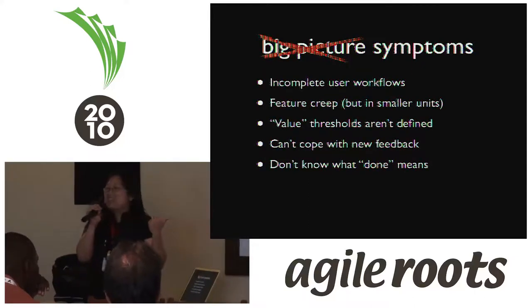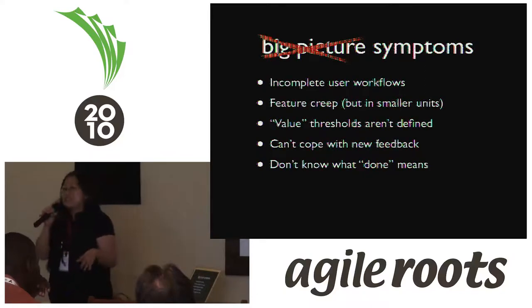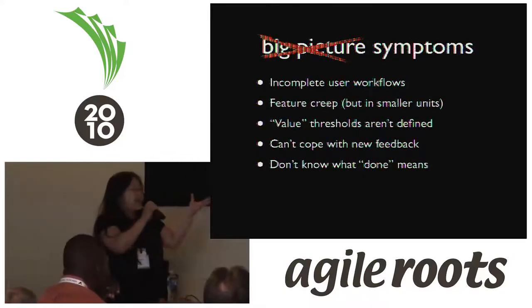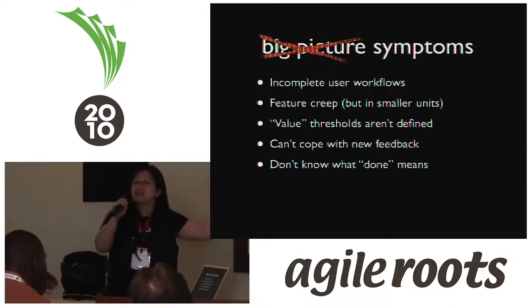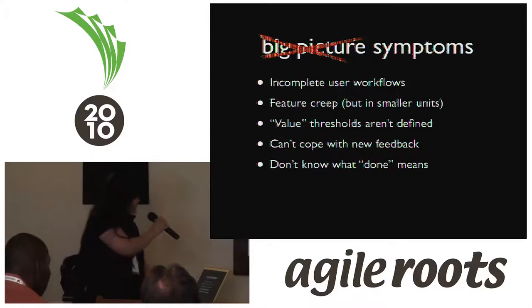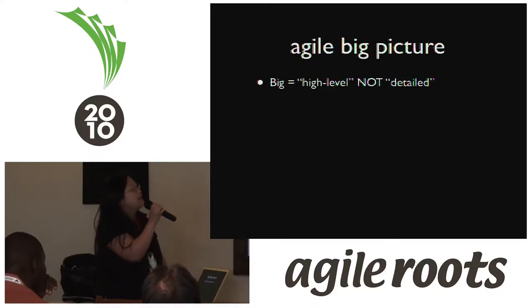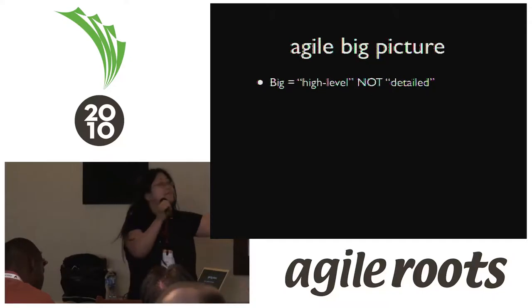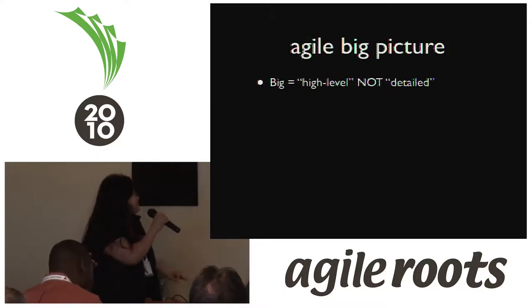Did anybody here go to Ian's talk on enough design? Okay. I did. I thought it was great. But one of the ways you know what enough means is by having a big picture and then deconstructing things downward. Okay. So to me, an agile big picture, when we're saying big picture, big does not mean detailed. Big means high level. This is really, really important.